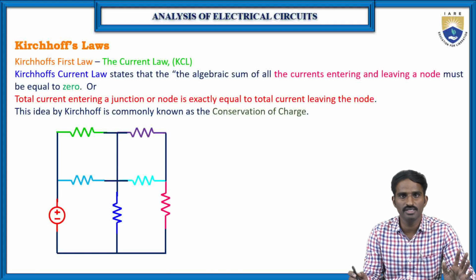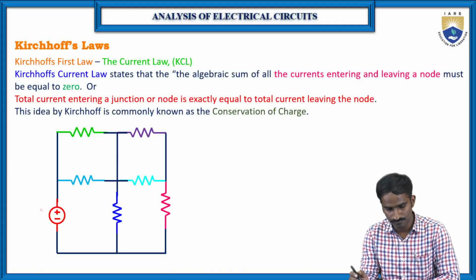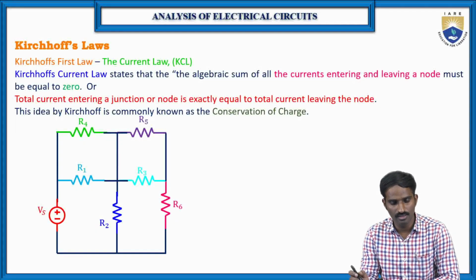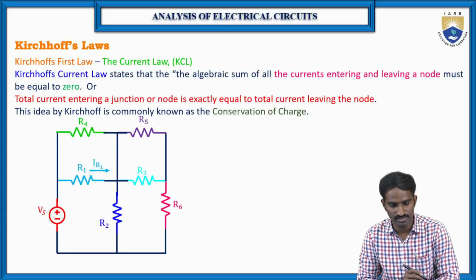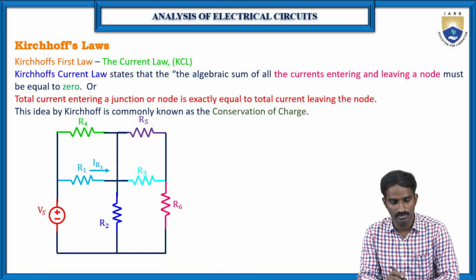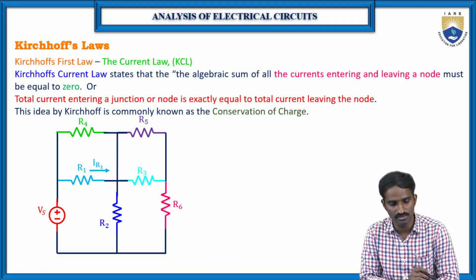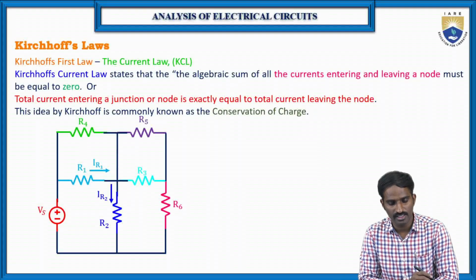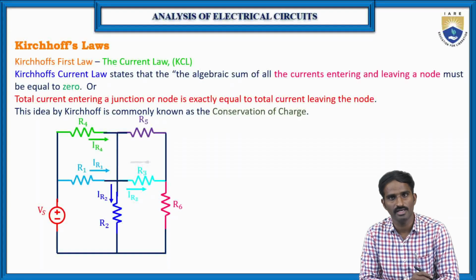So here let us consider a circuit, and in the circuit let us consider there are different resistors, and different currents flowing through the different branches. So here the current flowing through the R1 resistor is, let us consider, IR1, and the current flowing through the R2 resistor is IR2, and the current flowing through R3 is IR3, and similarly IR4, IR5 and IR6.